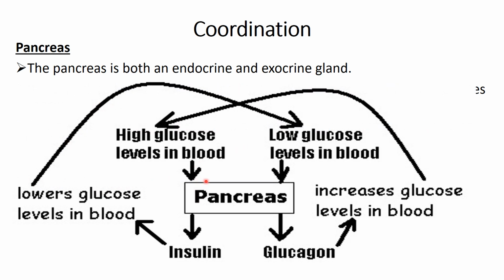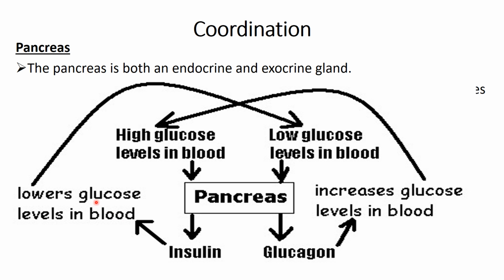Let's picture a situation. We'll start from here, where there are high glucose levels in the blood. When there are high glucose levels in the blood, the pancreas will know. When it knows, it's going to secrete insulin. This insulin is going to convert the glucose that is in the body, these high glucose levels in the blood, to storage, which is glycogen. So the glucose levels are going to be lowered in the blood.